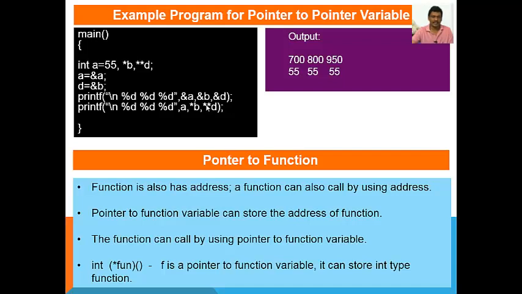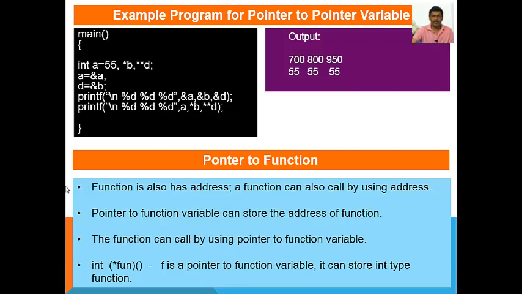Another star, valued 800. Valued 800 is 700. So it displays 55. So the three variables give 55, 55, 55. If we want to get the value, we put double star. If we want to get the value from pointer to pointer, we put double star. Pointer to function.